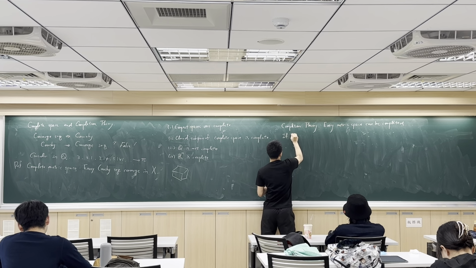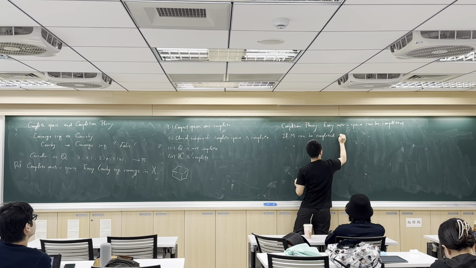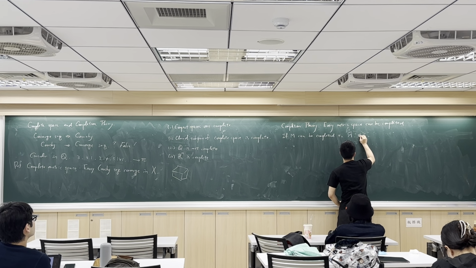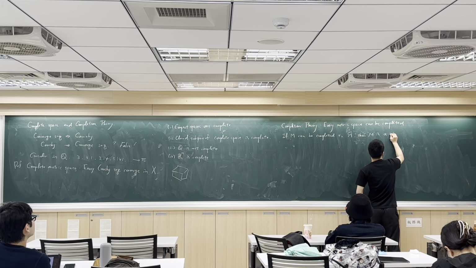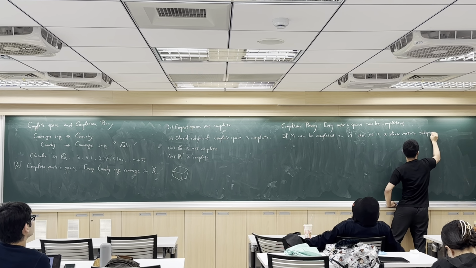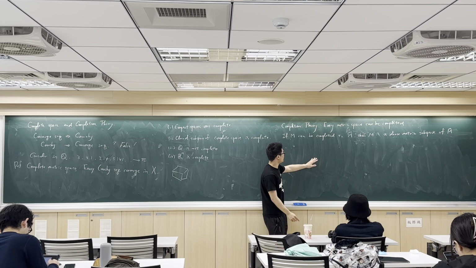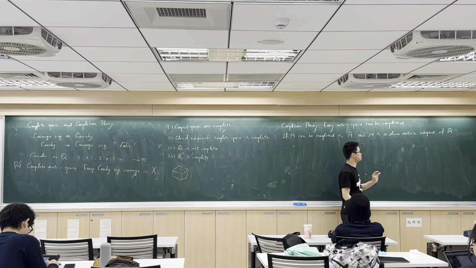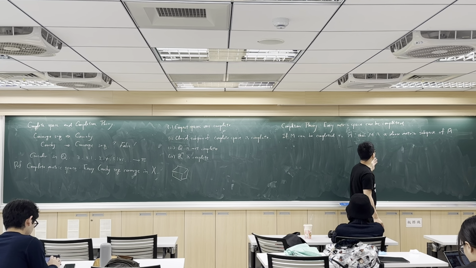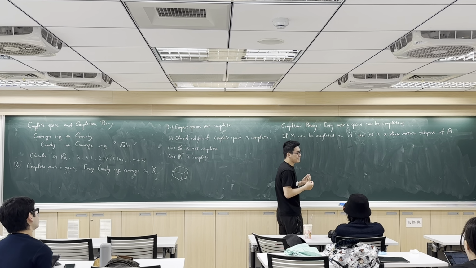So we said if M can be completed to M hat, then M is a dense metric subspace of M hat. So the completion of Q is R because Q is a dense metric subspace of R. So the M hat contains all the limits of M. So M hat is complete.